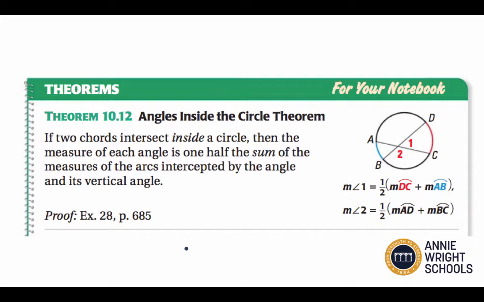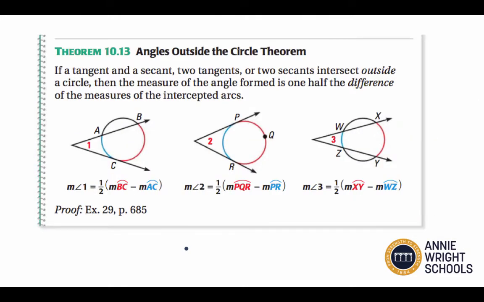Write down the theorem about 2 secant lines that intersect on the inside of a circle and how you find angles, and what happens if you have a tangent and a secant, 2 tangents or 2 secant lines intersecting outside the circle. That's a lot of vocab, it's a lot of theorems, but I hope it's not too tough.